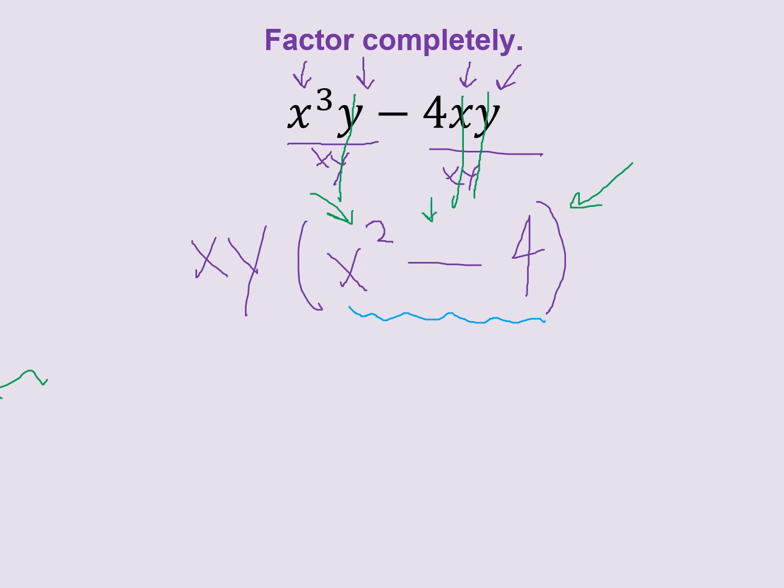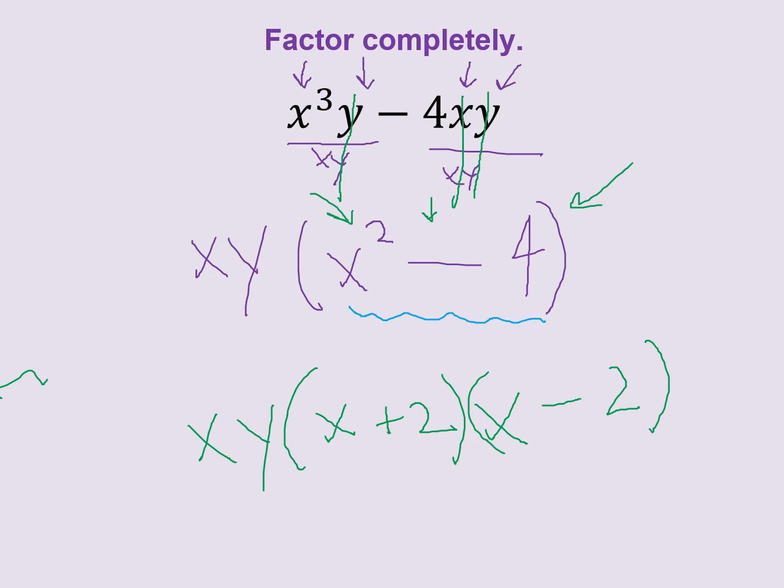So in fact, that can be factored as a difference of perfect squares. We say what times what makes x squared? X times x makes x squared. What times what makes 4? 2 times 2 makes 4. We know that one is a plus and one is a minus. It doesn't matter if you put the plus first or the minus first, but then we cannot forget that xy. That is also one of our factors.